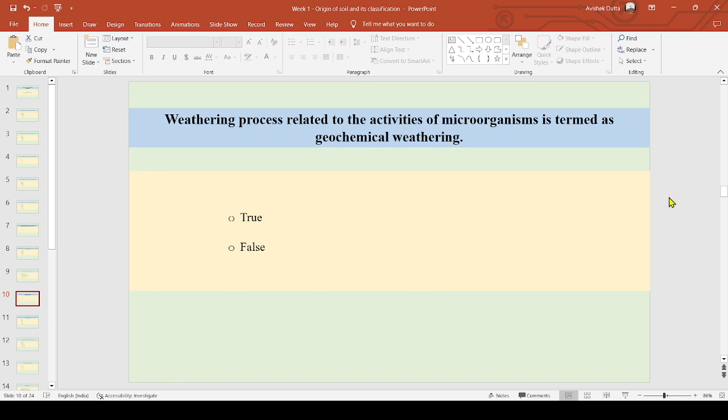Again, another true false question. Weathering process related to the activities of microorganisms is termed as geochemical weathering. True or false? You have to tell me the statement is true or false.